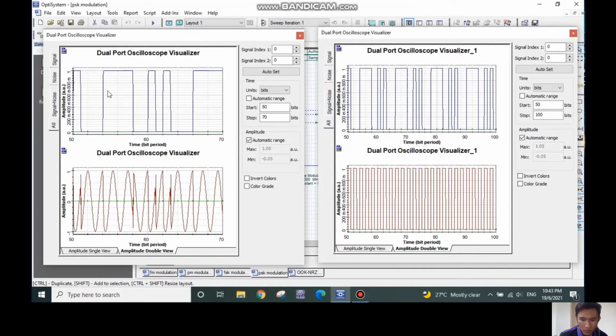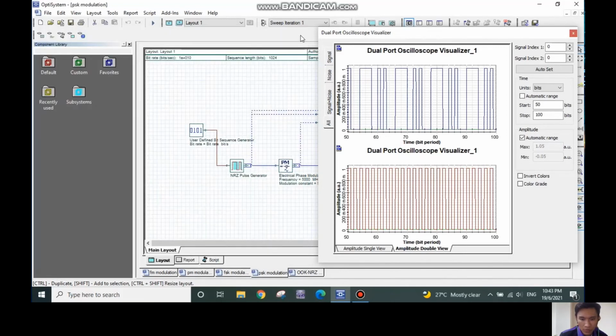So here is the input signal, and this is the modulated signal, and this is the comparison between the message signal and the demodulated signal. So we can see that the output is not similar to the message signal. The output from the demodulated signal is higher in frequency. So it can be concluded that this type of modulation is not very good, not successful.